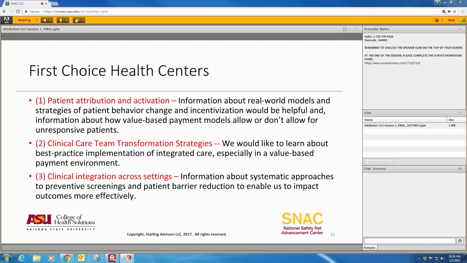In terms of our questions, I've become much more clear now that this particular learning endeavor will look at patient attribution and activation. And other than what's there on the slide, basically what we'd like to be able to do is to look at the best use of acuity levels. We're currently undergoing a practice transformation project in which we're trying to create acuity levels across the center. And we'd like to see how we can do that and best develop integrated care.